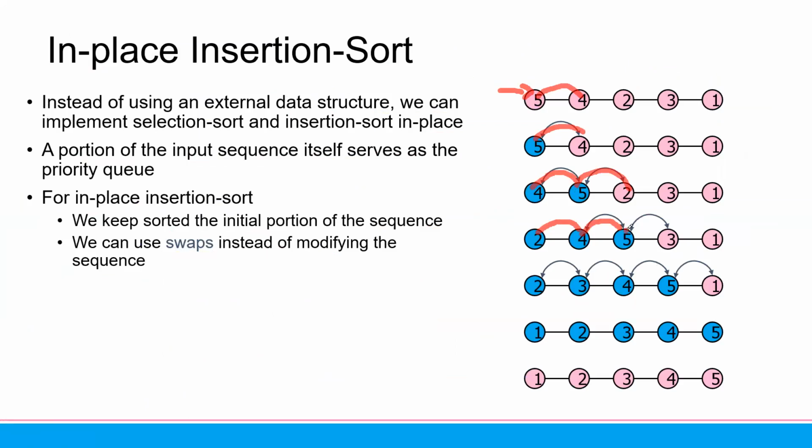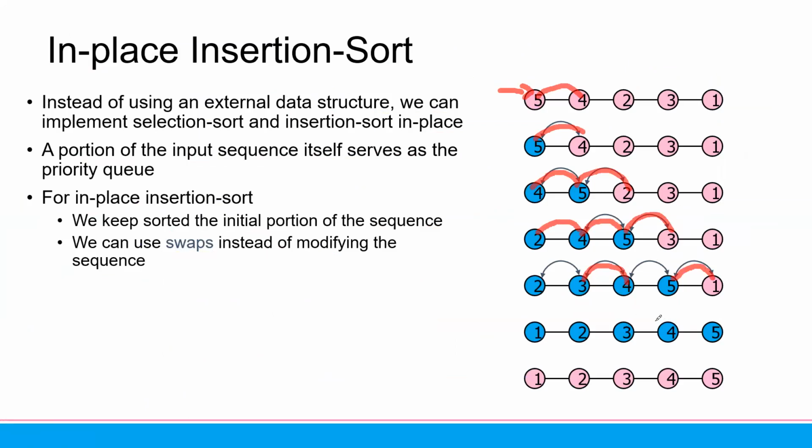And then we will check 5 with 3. So 5 is higher than 3. Yes, then swap. And then we will check if 3 is higher than 4. 4 is higher than 3. Yes, then swap. 3 is higher than 2? No, then put it in this location. And then we will check if 5 is higher than 1. Yes, so swap. 4 is higher than 1? Yes, then swap.